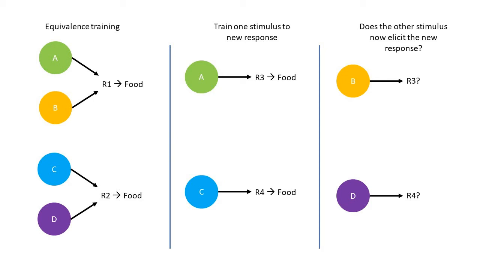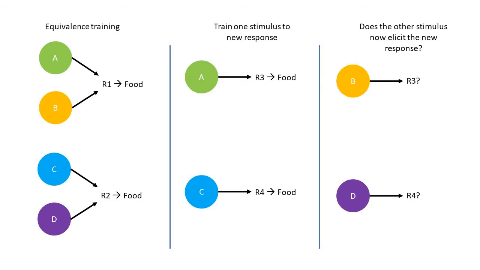Now in the next phase, we're going to take A and C, and pair those with new responses. So remember, in the first phase, A and B were both paired with response 1, and they got food. In the next phase, A is going to be associated with response 3. Whereas in phase 1, C and D were associated with response 2 and food. Now C is going to be associated with response 4. So you see what we've done? First, we trained pairs of stimuli to two different responses. Now we're taking one member of the pair and training it to a new response.